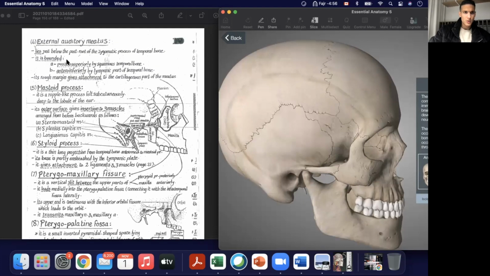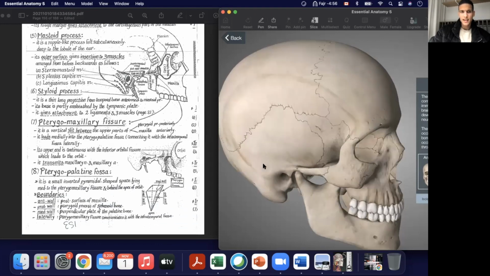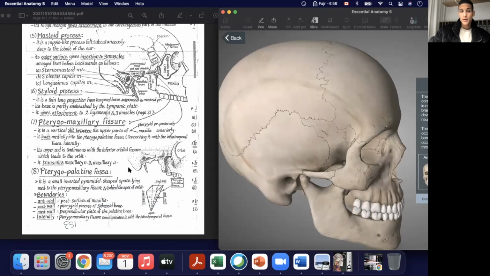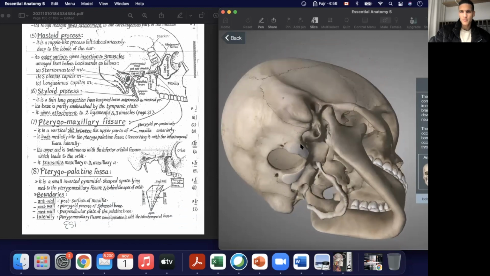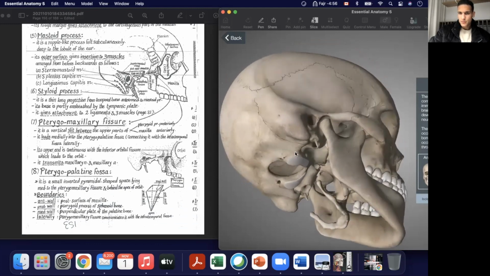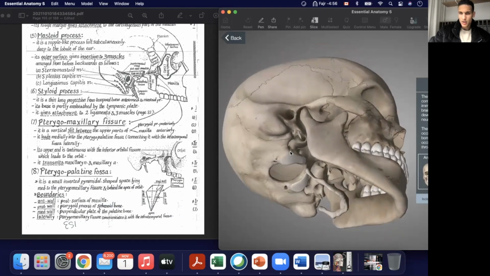Yeah, as we said, external acoustic meatus, mastoid process, styloid process, pterygomaxillary fissure, and the pterygopalatine fossa. I advise you guys to really dive into those parts because they are very, very, very tricky to observe through here, and I don't think through the application we're able to look at them. Let's see. Yeah, it's probably here.